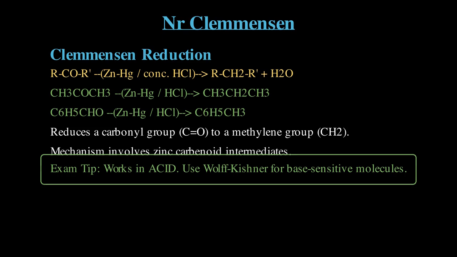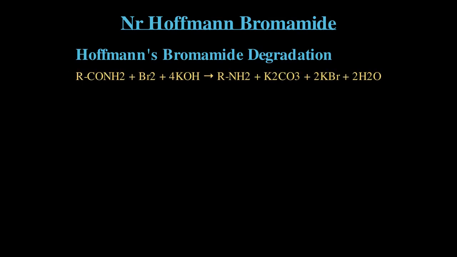Both are very important. All right, class, let's dive into our first reaction, the Hoffmann's bromamide degradation. It's a fantastic way to shorten a carbon chain, also known as the Hoffmann rearrangement. This reaction converts a primary amide into a primary amine with one less carbon atom. The general reaction is a primary amide reacting with bromine and 4 equivalents of potassium hydroxide. This gives you a primary amine, potassium carbonate, 2 potassium bromide, and 2 water molecules.